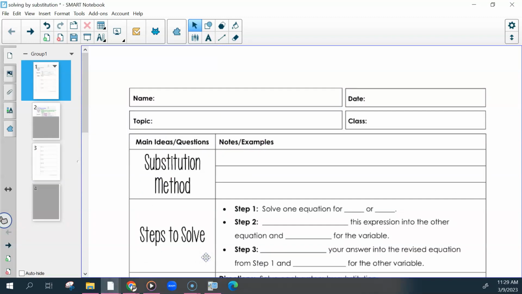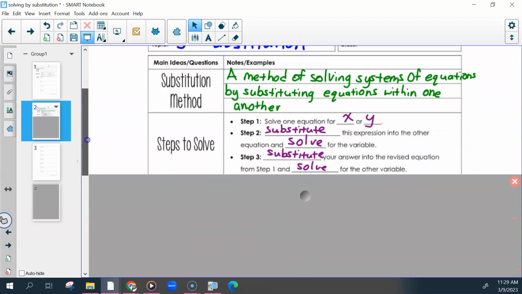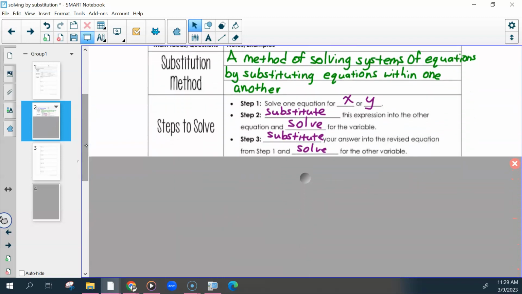Then everyone should have these notes in front of them. My plan is to go through the definitions and steps, go through 5 questions, any you guys want to see, and then you'll have time to practice. So you can start writing down the definition and the steps.